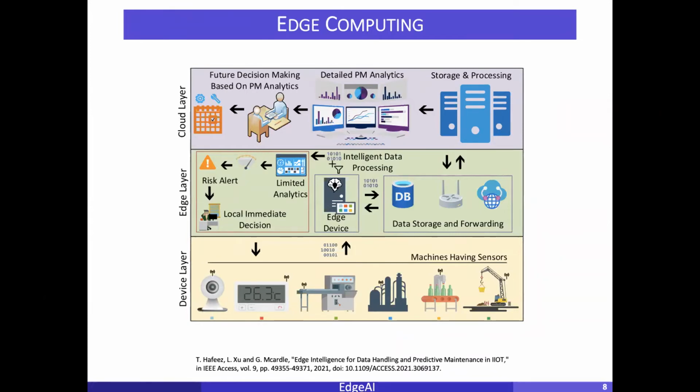So the same thing happens with the edge also. If you see here, there are heterogeneous devices, they have their sensors, and they generate the data, and we send that data to the edge layer where we do limited analytics. It is more or less the first level or second level of edge processing, and there are some reference architectures where we have multiple layers within the edge.